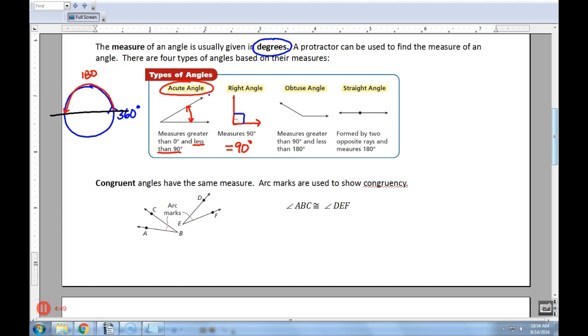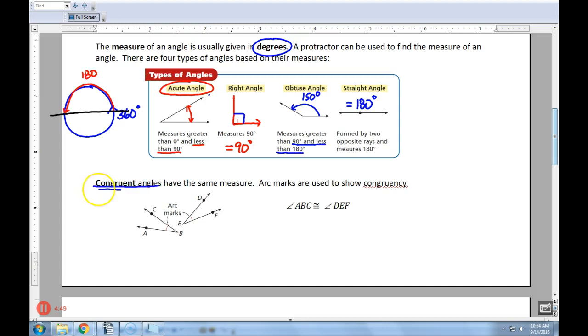On this next one, an obtuse angle is an angle that's between 90 and 180, so greater than 90, less than 180. I would guesstimate this one somewhere around maybe 150 or 160. This isn't accurate, but about. And then a straight angle is a straight line, which is always equal, for sure, to 180 degrees. So those are the four ways that we can classify angles.